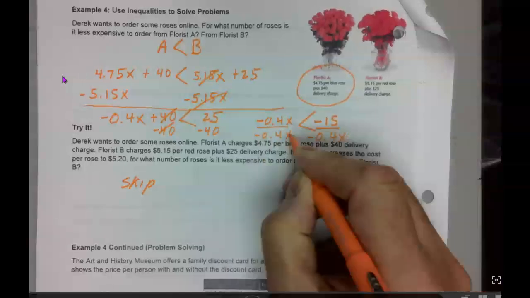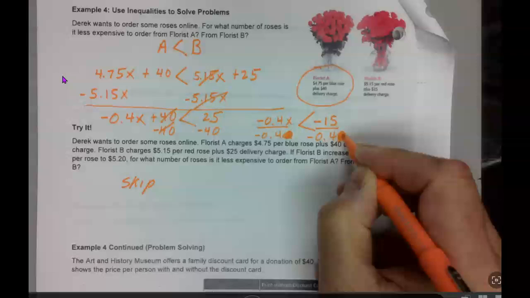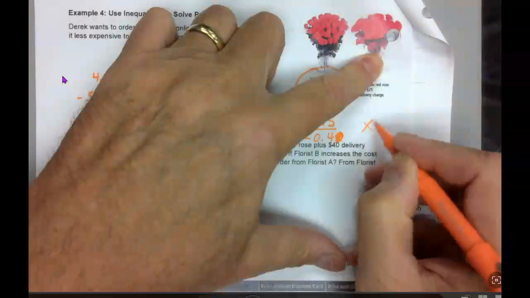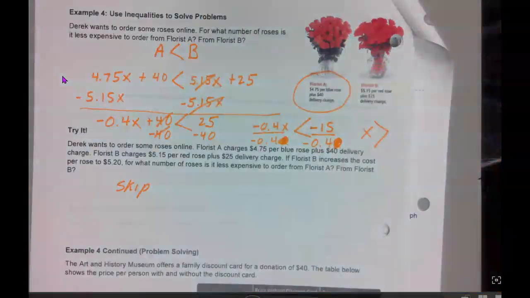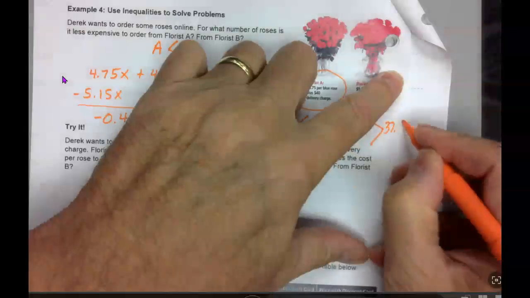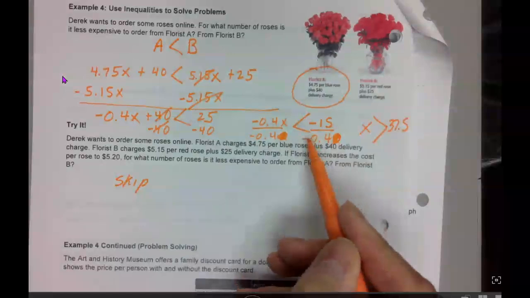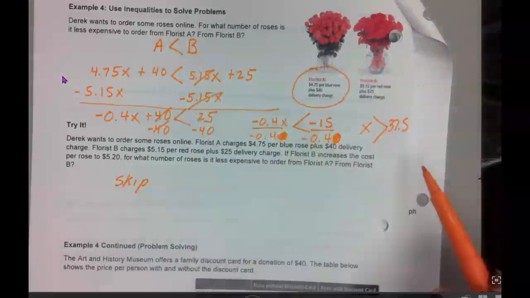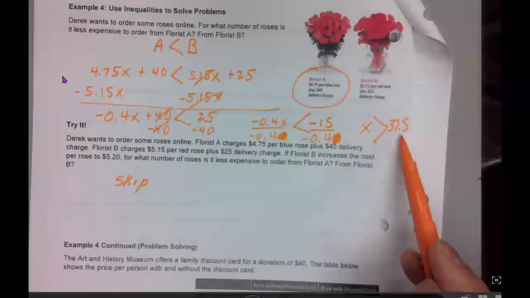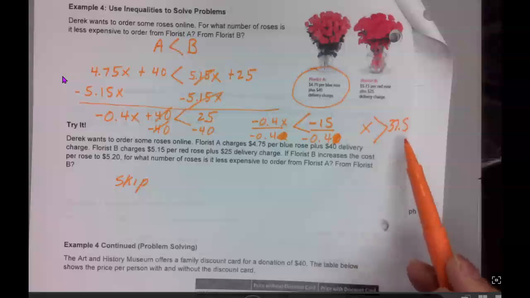Yeah, we don't ever divide by a variable. Sorry about that. So when we do that, we get x is greater than, so what's negative 15 divided by negative 0.4? You get 37 and a half, okay? 37 and a half. Notice I reversed the inequality because I divided by a negative, didn't I? Correct? That was in yesterday's notes. So if we get 37 and a half roses, that will end up being less than B.